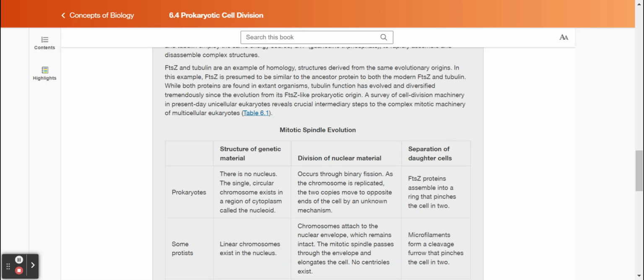FtsZ and tubulin are an example of homology, structures derived from the same evolutionary origins. In this example, FtsZ is presumed to be similar to the ancestor protein to both the modern FtsZ and tubulin. While both proteins are found in extant organisms, tubulin function has evolved and diversified tremendously since the evolution from its FtsZ-like prokaryotic origin. A survey of cell division machinery in present-day unicellular eukaryotes reveals crucial intermediary steps to the complex mitotic machinery of multicellular eukaryotes.